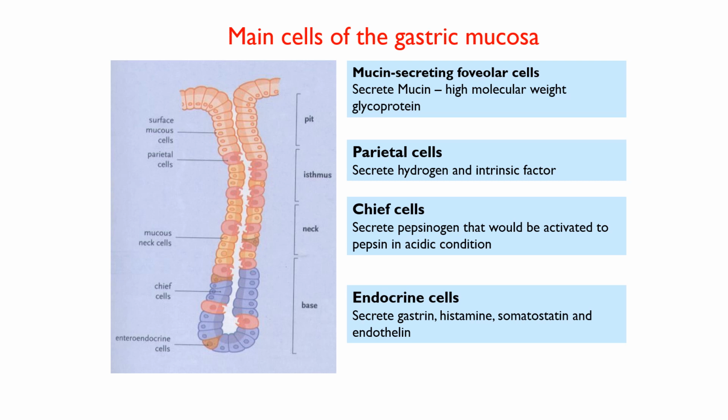There are also the parietal cells, which secrete hydrogen and intrinsic factor, chief cells, which secrete pepsinogen that would be activated to pepsin in acidic condition, and endocrine cells, which secrete gastrin, histamine, somatostatin, and endothelin.